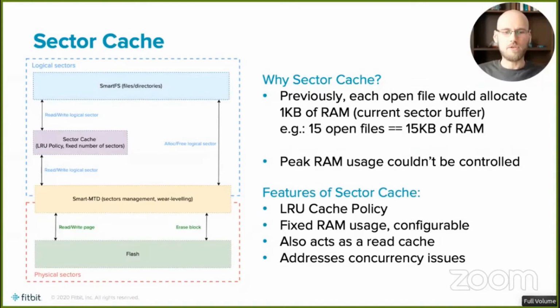We wanted to reduce and control the peak RAM usage. This is where the sector cache comes into play. It uses a least recently used cache policy and was placed between the SmartFS and SmartMTD layers. All logical sectors, reads and writes, go through this cache. Another advantage of the sector cache is that it also addressed concurrency access to the same file. Without sector cache, the sector buffer of each open file would have to be manually invalidated. The sector cache has a fixed number of entries, cached sectors, and this number is independently configurable for each partition.